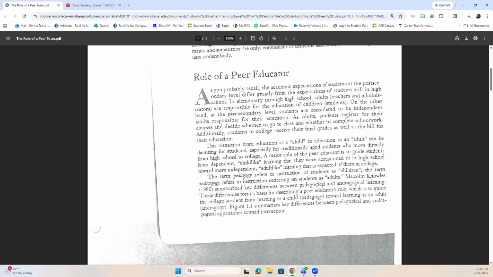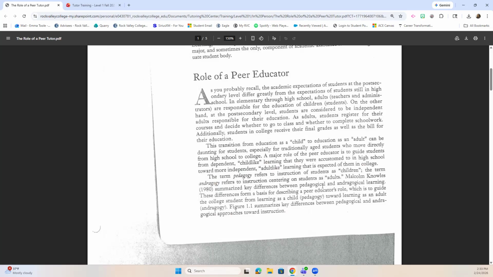This transition from education as a child to education as an adult can be daunting for students, especially for traditionally aged students who moved directly from high school to college. A major role of the peer educator is to guide students from dependent, childlike learning that they were accustomed to in high school toward more independent, adult-like learning that is expected of them in college.